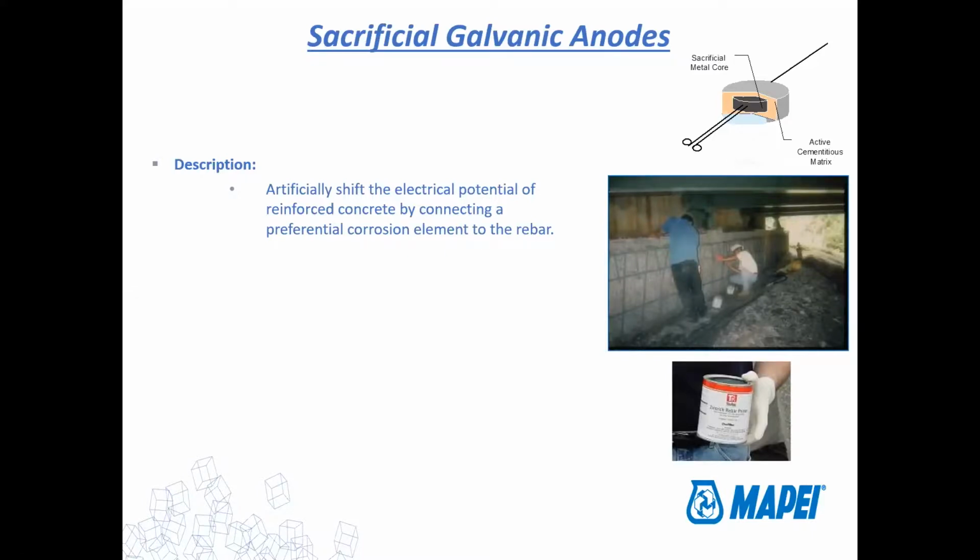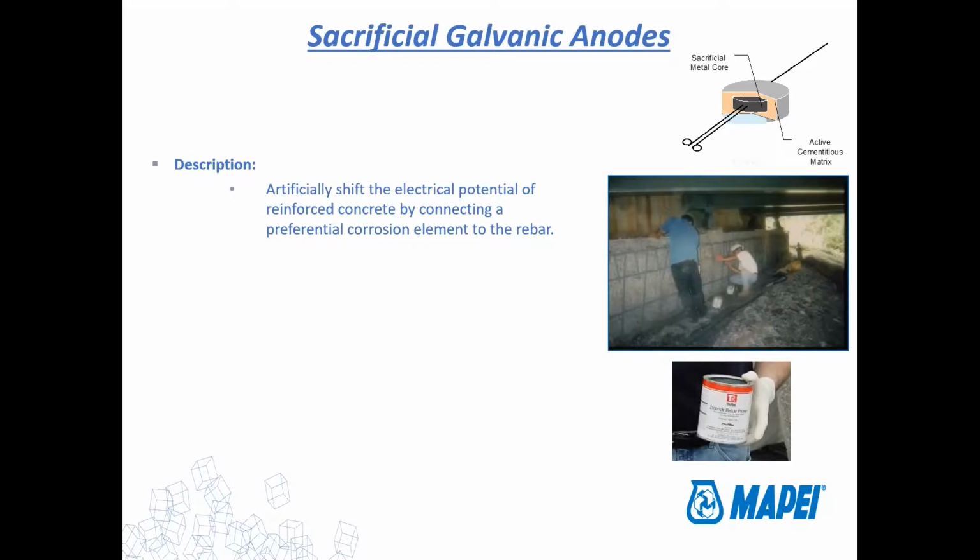But what all of them are doing is basically artificially shifting the electrical potential of the reinforced concrete by connecting a preferential element to that rebar. There's something called the electromotive series where all of the different metals are ranked. And a metal lower on the list is going to be more likely to corrode than a metal higher on the list. So by connecting that zinc right to the iron and the steel, zinc is less noble than the steel, so it's going to preferentially corrode in the presence of steel.